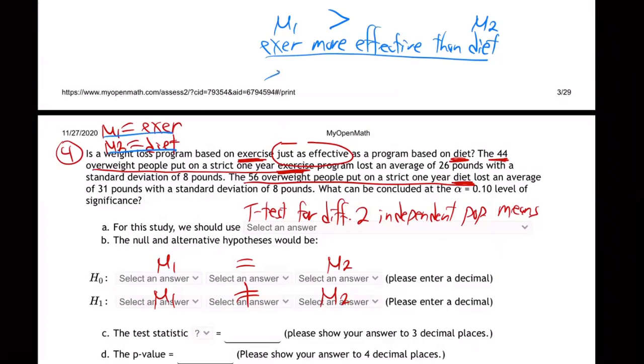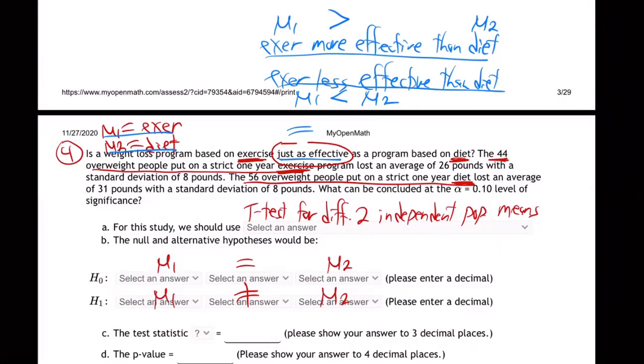And if they said the exercise program is less effective than the diet, then that would be mu1 is less than mu2. So it'd be just like we would expect. Okay, there's no trick. I was thinking wrong. So more would be greater, less would be less. You got it. But they said just as effective, so that's equal versus not equal.